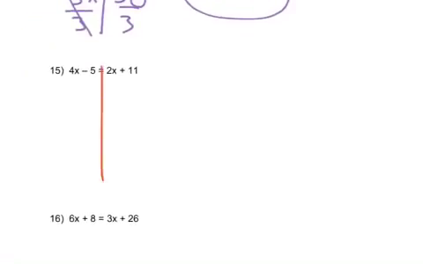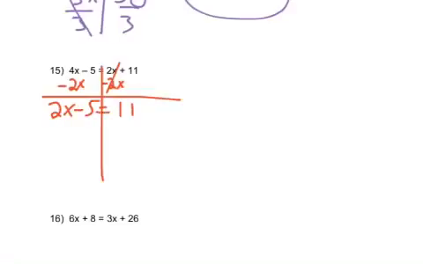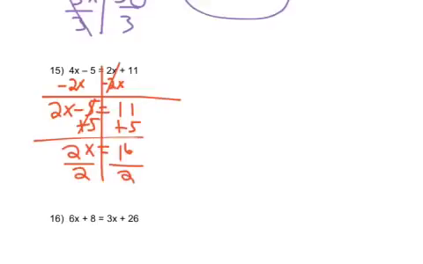Okay, this time I have variables on both sides. 2x is smaller than 4x, so I'm going to subtract 2x from both sides because the opposite of the positive 2 was a minus 2. They cancel. So I have 2x, bring down your minus 5, equals 11. Then I would add 5 to both sides. My 5's cancel to give me 2x equals 16. And my final step would be to divide by 2 on each side to give me x equals 8.